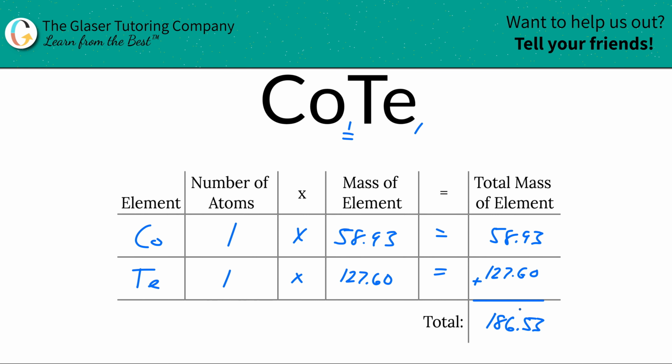So consider that this was the first step to finding the percent compositions of each element. We first had to find the total mass. So now what I'm going to do is add a new column to this table, and the rest of this is going to be really simple.